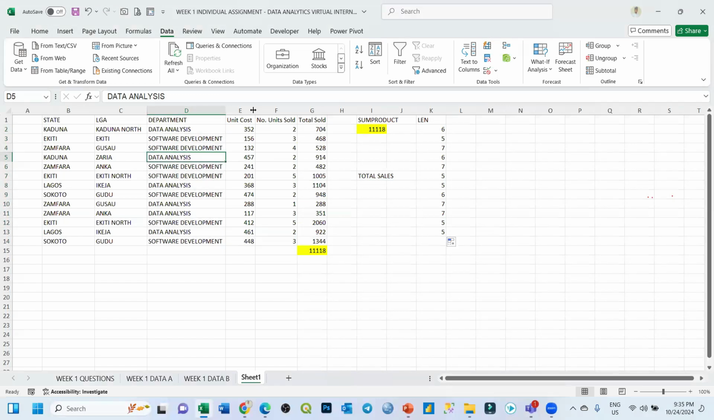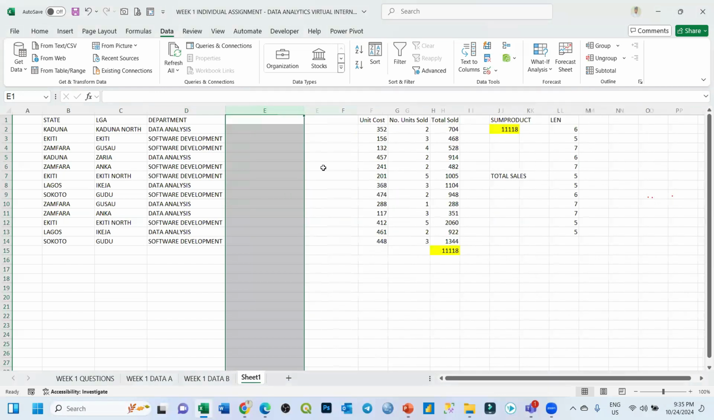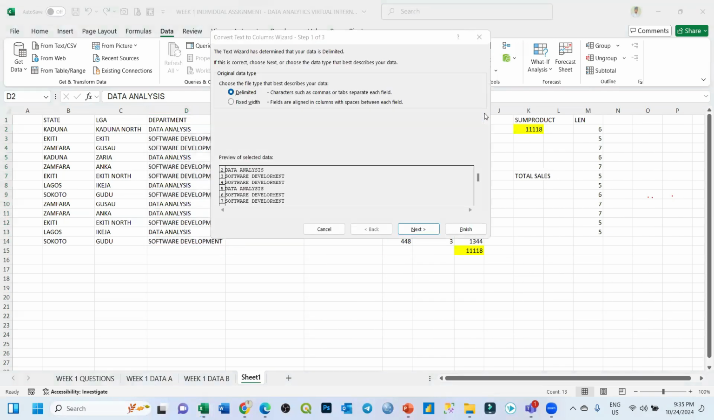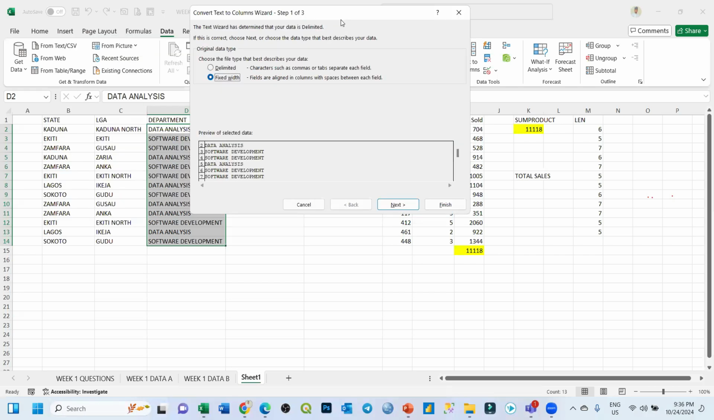But first of all, sorry, let me create another column because we need empty cells for this data, so as not to override what we have there. So let me highlight it and go back there. For Delimited, it means that there is a character value that differentiates the data that you want to separate. For Fixed Width, it means you are the one to select where you want to cut from the data, where you want to remove from the data. Please understand this too.